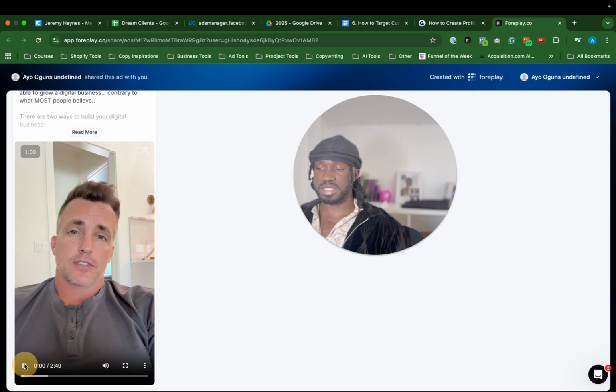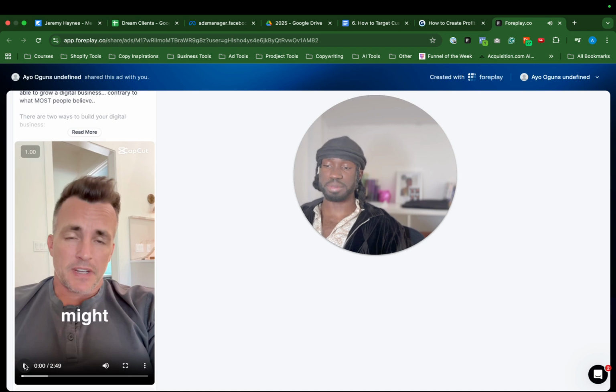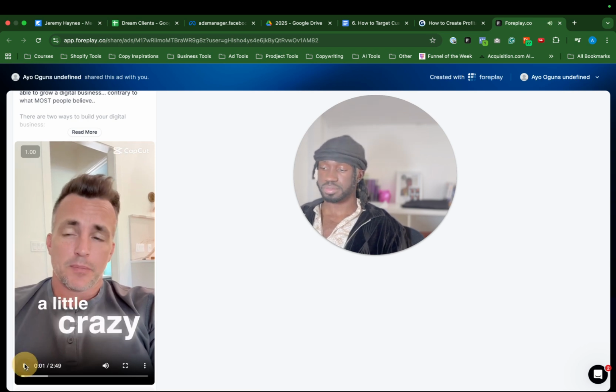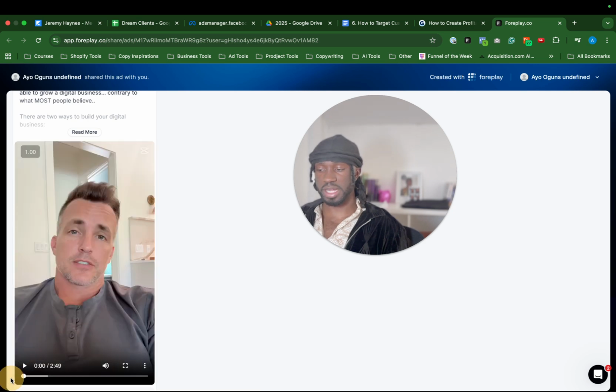There's no specific text overlay. It's just the captions, right? And it's single word captions as well, which again does force you to pay attention, right? Because it's quick moving. It might seem a little crazy. And then the captions are coming in at different points. So that's kind of what they do with their text overlay, right?